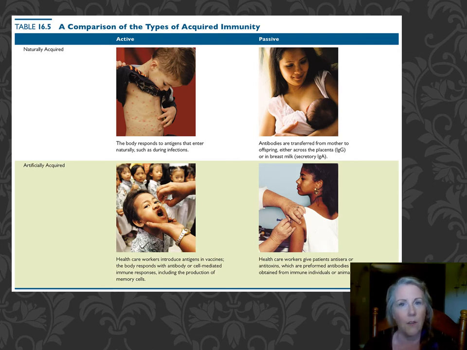This could be in the form of monoclonal antibodies, and this also could be in the form of anti-sera. Anti-sera is kind of an older term, but it's the serum that's developed from the liquid portion of someone's blood, which would intentionally have the antibodies there. So one way or another, they're getting antibodies that were developed somewhere else into their body, and now their body is able to fend off that particular pathogen using those antibodies. So that's an example of passive artificially acquired immunity.